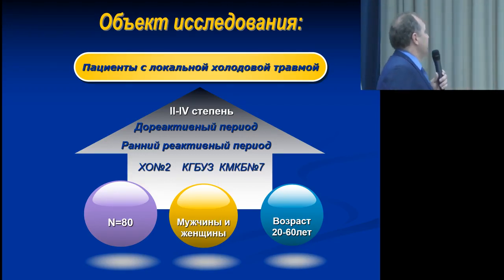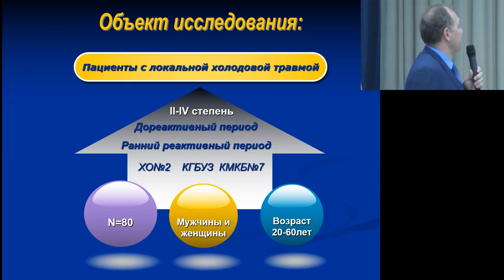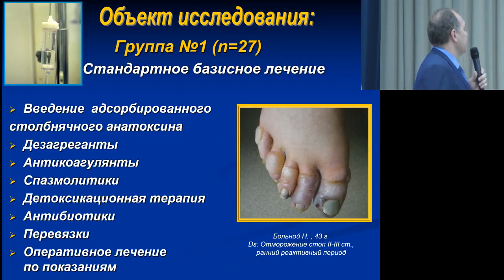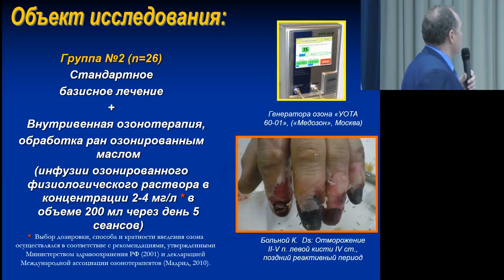The object of the study were patients with local cold injuries. The frostbite degree was between 2 and 4 in the pre-reactive period and early reactive period. It was 80 patients all in all, including males and females, aged between 20 and 60. Group number 1 included 27 patients who got standard basic treatment, with the introduction of adsorbed anatoxin, T aggregant, anticoagulant, spasmolytic drugs. They were given antibiotics, they were given bandages, and sometimes surgery was performed according to indications.